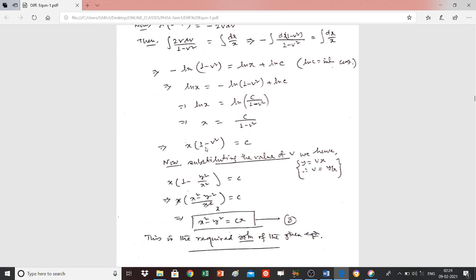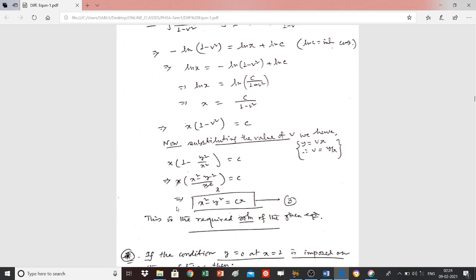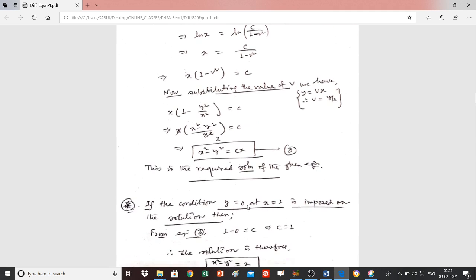So from here x into 1 minus v square is equal to c, and now substitute the value of y as vx, or v is equal to y by x. So substitute this value in this equation. So x into 1 minus v square, that means y square by x square, is equal to c, or x into (x square minus y square) by x square is equal to c. This x and that will cancel, and one x will be here. So x square minus y square is equal to cx. So this is the solution.